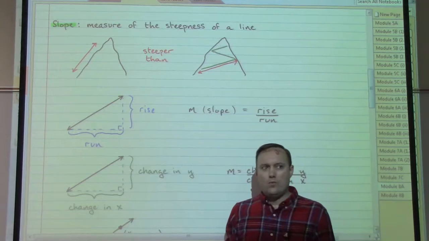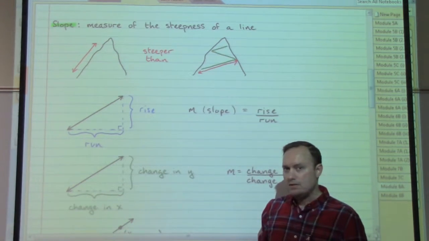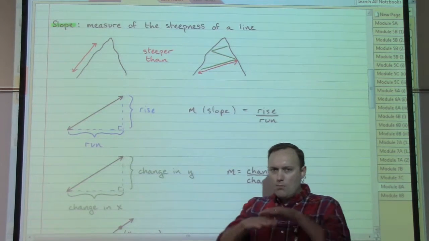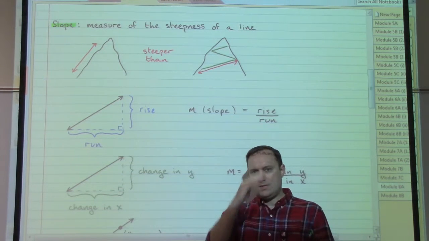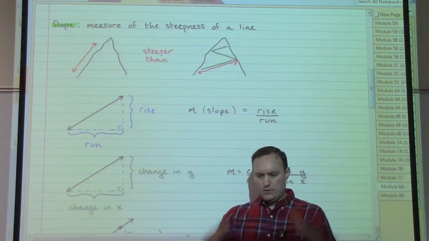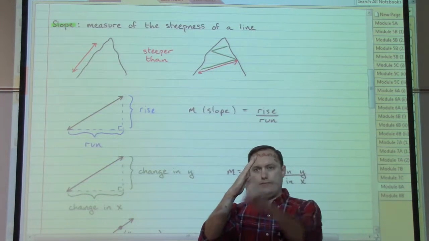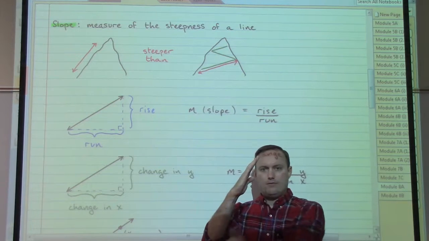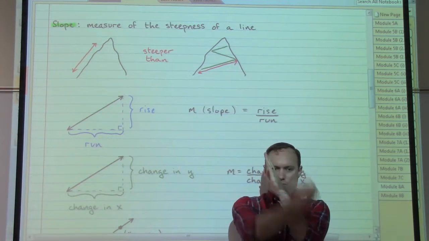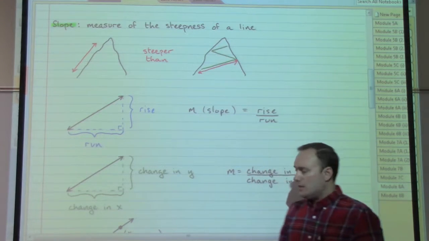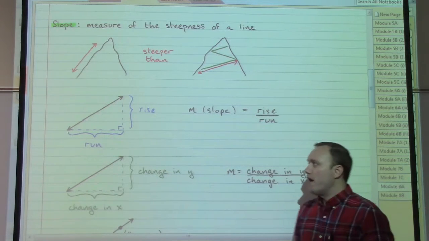We need a way of being able to distinguish between all of those different possibilities, which lines are more on the mellow side, which lines are more on the steep side, and actually the difference between those two kinds of lines, one that's steep in this way, so as we move from left to right, we're going upward, versus as we move from left to right, we're going downward. We need something that will allow us to distinguish between all those different possibilities. Slope is what's going to do that for us.